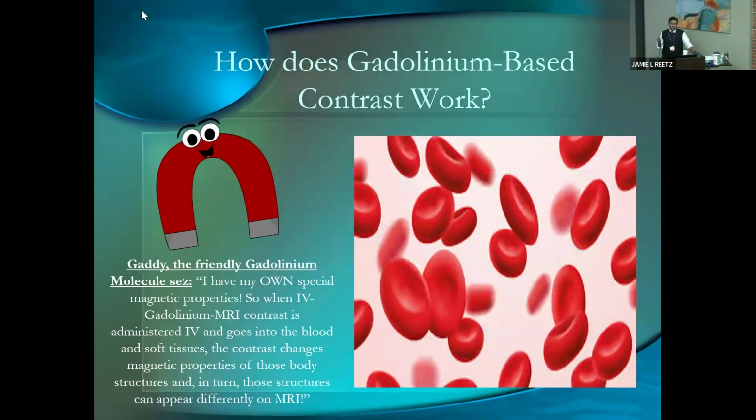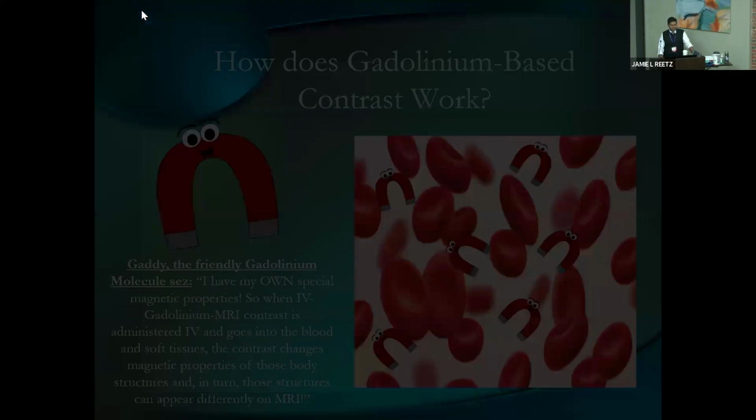And again, I don't know why I really like making these graphics. The radiologists on the call know that I like anthropomorphizing a lot of the structures in the body. And I really did create this cartoon character. The idea here is this little gadolinium molecule: how does contrast work? It just circulates in the blood and changes the magnetic field. Gadolinium has certain unique magnetic properties. When it mixes in blood, it changes the blood's magnetic property. When it mixes in solid organs, it changes their magnetic properties. And that's how gadolinium-based contrast works.